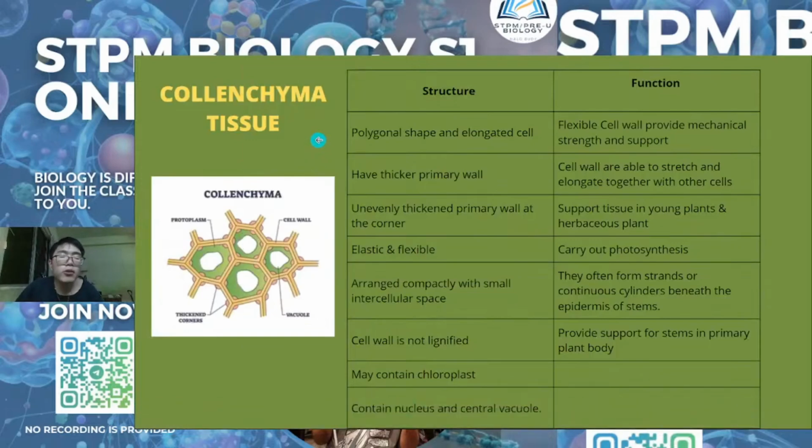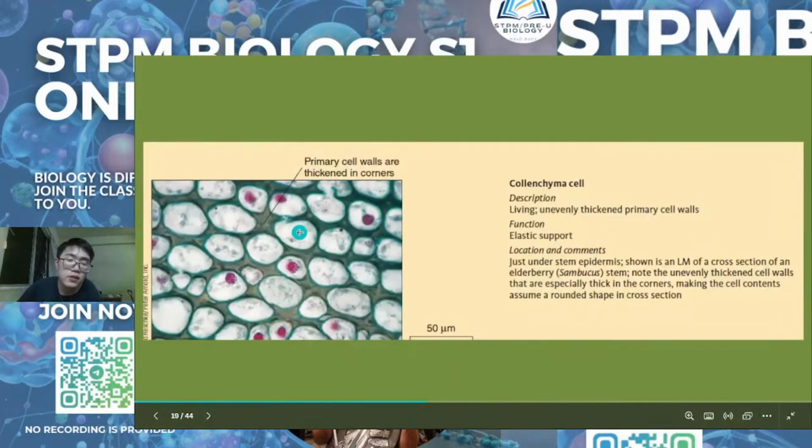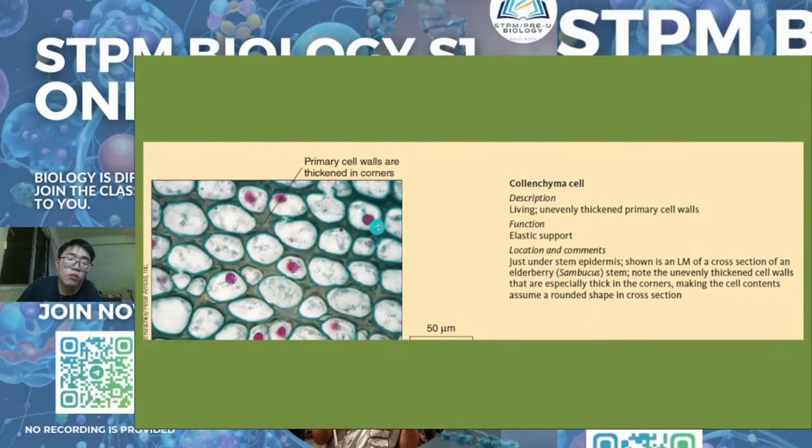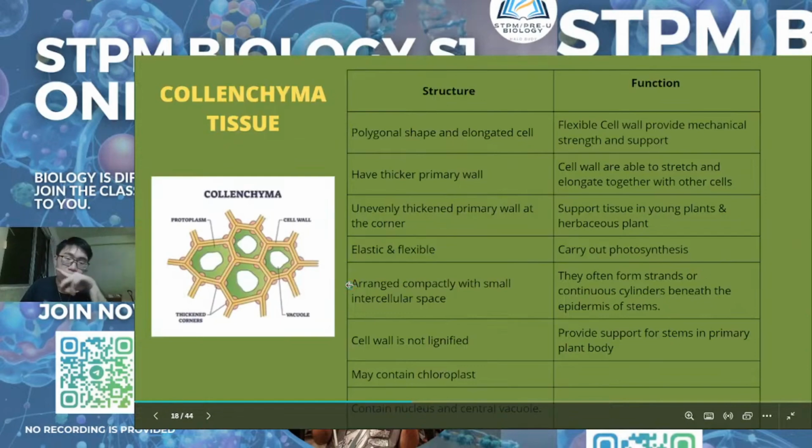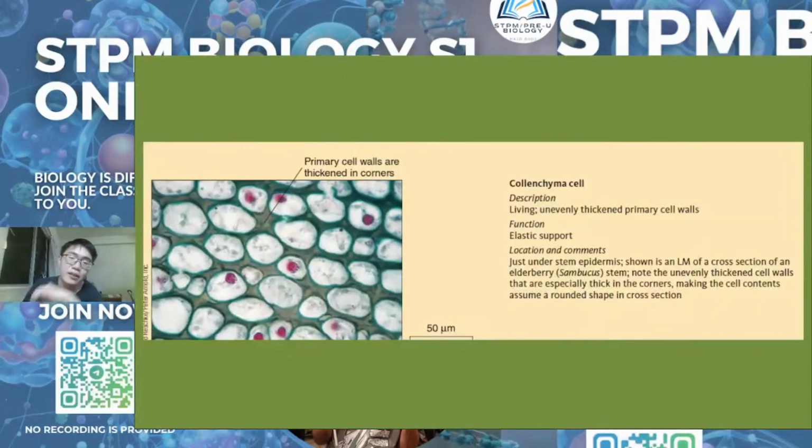Okay, so next is about collenchyma tissue. If you see here, see the structure. What do you see here? The most difference from the parenchyma cell is that it contains a very thick primary cell wall. And the second one is it does not have any intercellular space, meaning the cells are tightly compact to each other. And then what do you see again?